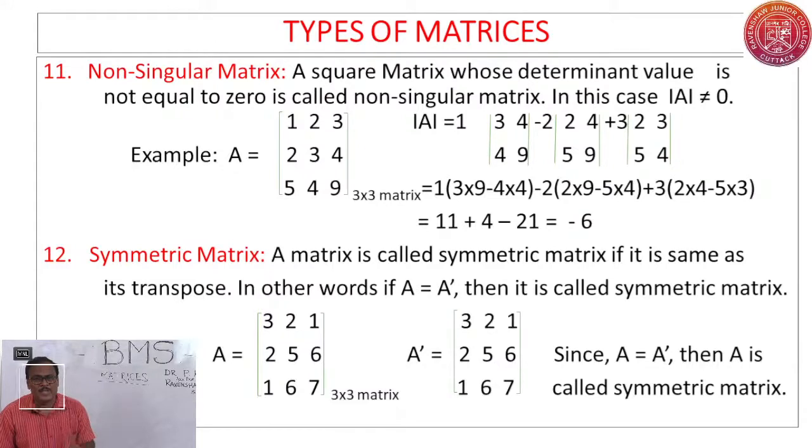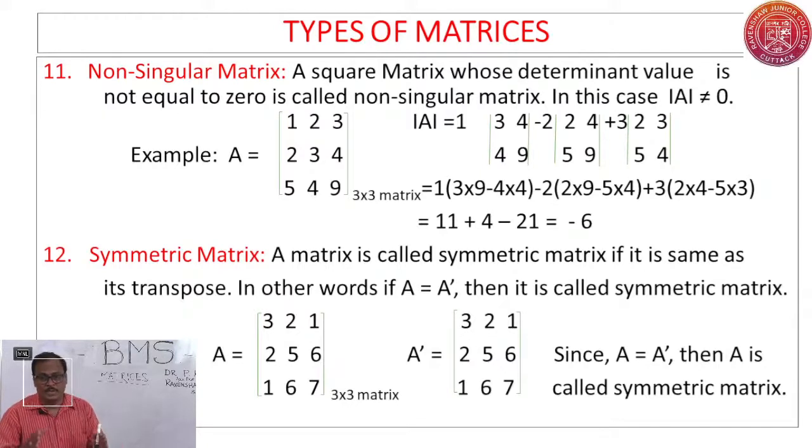Then comes the second element, and I have already told you the second element is negative, minus. So -2, leaving that column and row. 2 is the element of the first row and second column, so we leave that row and column. The rest is 2, 4 and 5, 9. Then comes the third element, which is 3. So that is positive, +3, leaving the third column and first row. The rest of the elements are 2, 3 and 5, 4.